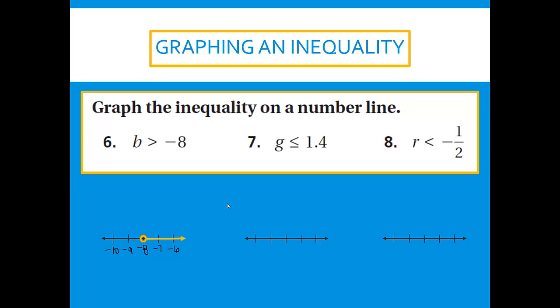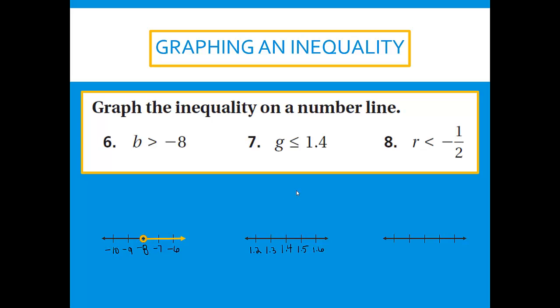Now for number 7. G is less than or equal to 1 and 4/10. So we can go ahead and write our numbers for our number line. We're going to have 1 and 4/10. And then we can continue with tenths. We can say 1 5/10, and then 1 6/10. And then to the left of 1 4/10, we would have 1 3/10, and then 1 2/10.